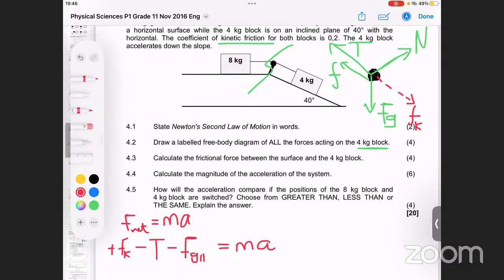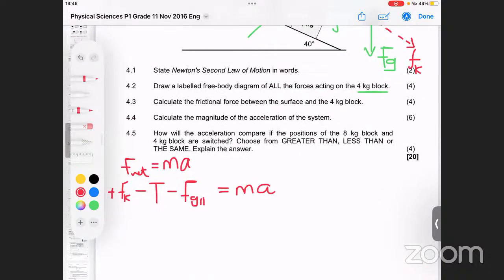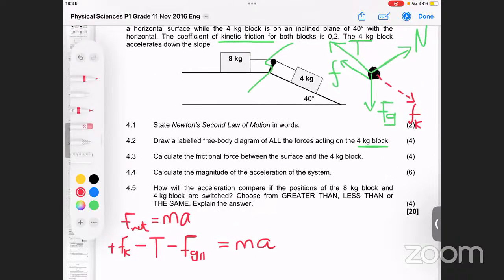Okay. Let's continue. After that, you're just going to substitute the information that they've given you. But do we have the tension? No, we don't. Do we have FK? We don't, but we have its coefficient. We have its coefficient, but we will still need something.